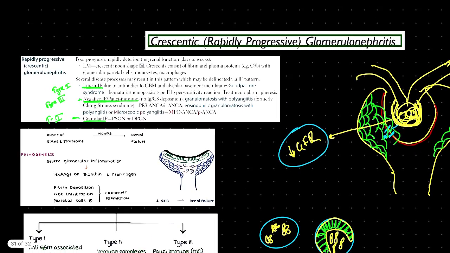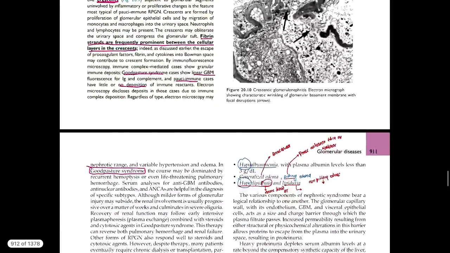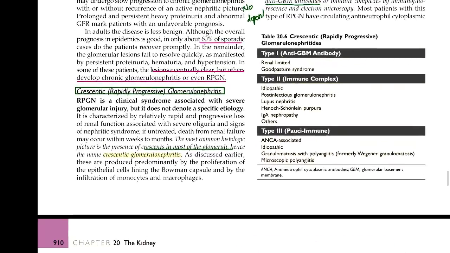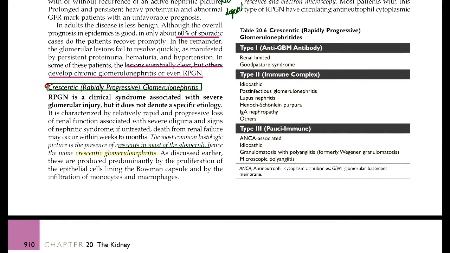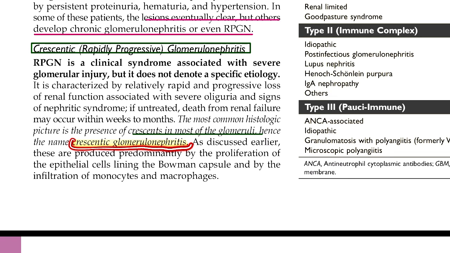Now moving toward Robbins. Initially we find the definition of RPGN. It is a clinical syndrome associated with severe glomerular injury, but it does not denote a specific etiology. There are several etiological conditions. It is also called crescentic glomerulonephritis, the same thing: there will be crescents in most of the glomeruli, in more than 50% of the cases.